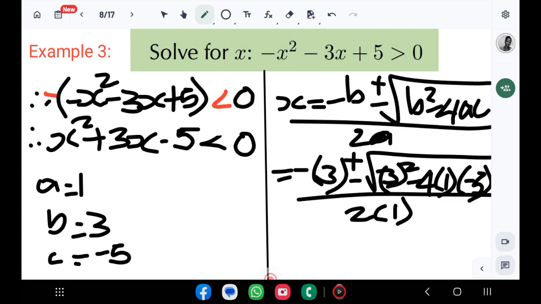Okay, that's the one root. The one root is 1.19, and the other root will be when you put a minus. Or the other root is to go back to your calculation and change the plus into a minus. There we go. Change the plus into a minus.